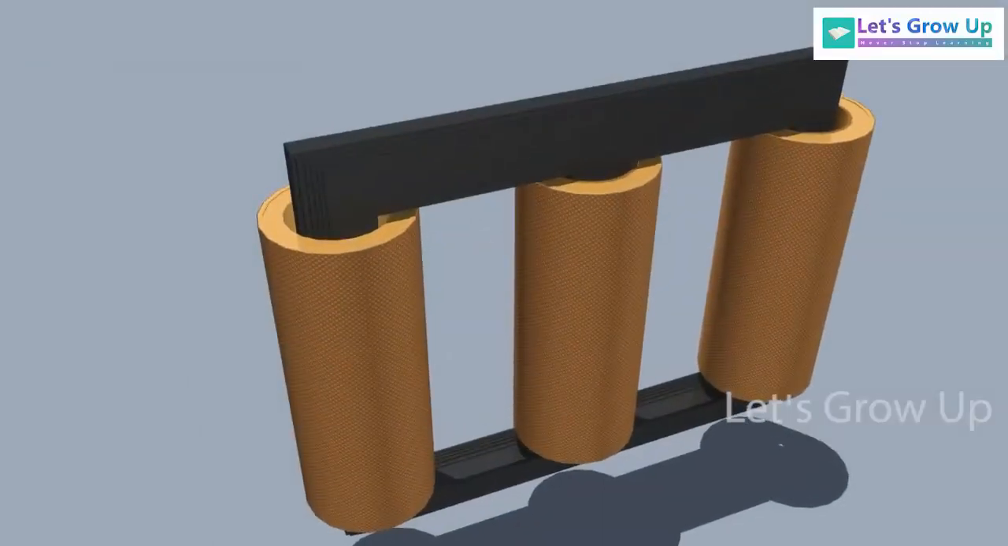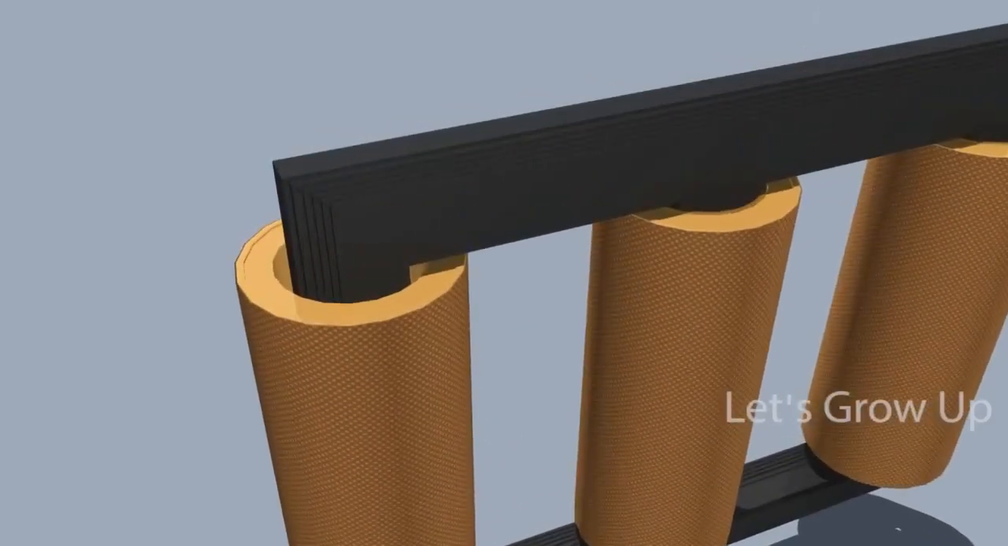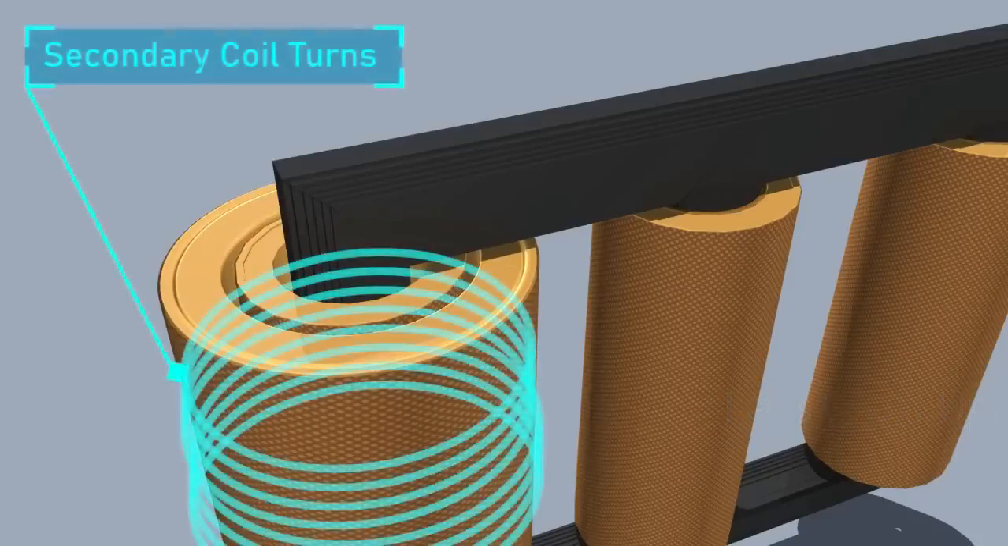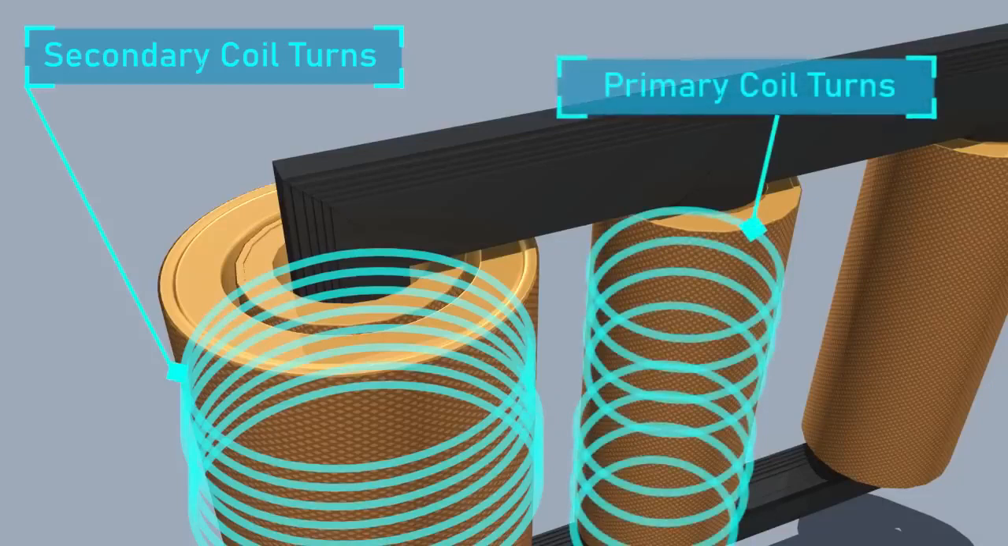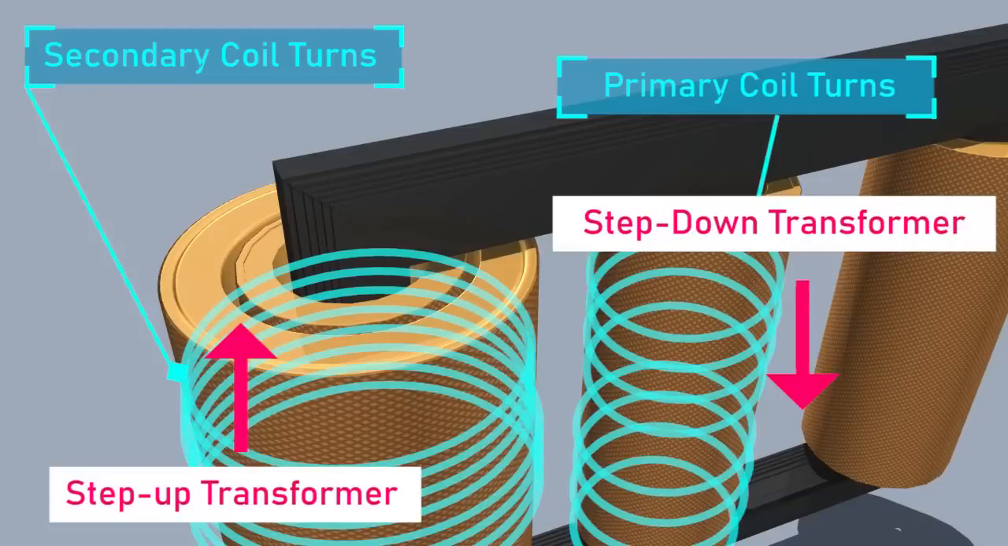The winding which receives electrical power from the source is known as the primary winding. The winding which gives the desired output voltage, due to mutual induction, is commonly known as the secondary winding. Here, if the number of secondary coil turns is greater than the number of primary coil turns N1, then it is called a step-up transformer. That means increasing voltage from the primary to secondary windings. Conversely, a transformer that decreases voltage from the primary to secondary windings is a step-down transformer.